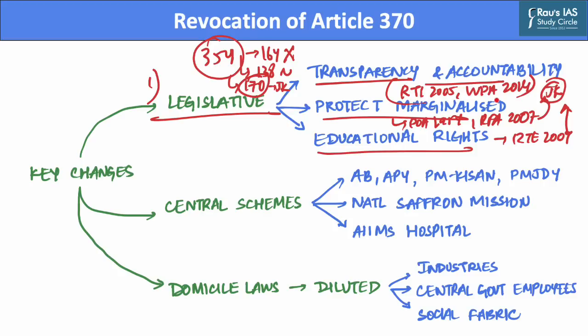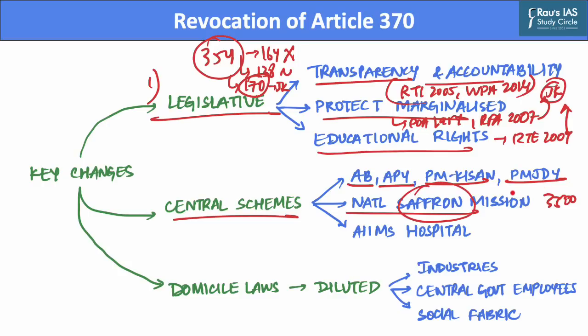Now, the Government of India also introduced an array of central government schemes to the Union Territory of Jammu and Kashmir. Citizens of Jammu and Kashmir were now able to reap the benefits of central schemes such as Ayushman Bharat, Atal Pension Yojana, Pradhan Mantri Kisan Yojana, and Pradhan Mantri Jan Dhan Yojana. Further, under the National Saffron Mission, more than 3,500 hectares of land in Jammu and Kashmir are now being rejuvenated for saffron cultivation.